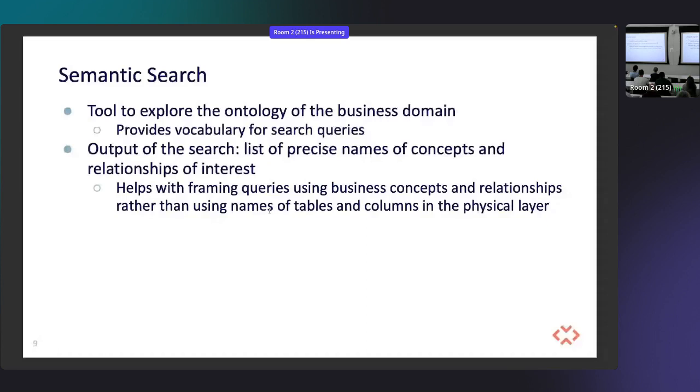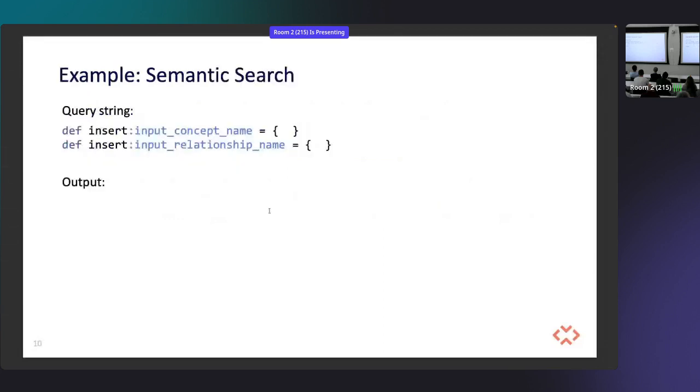It's a tool to explore the ontology of the business domain, and it provides us a vocabulary for the semantic search queries. The output of this search is basically a list of precise names and concepts, relationships of interest, which are familiar to domain experts. So how does the semantic search query look like?